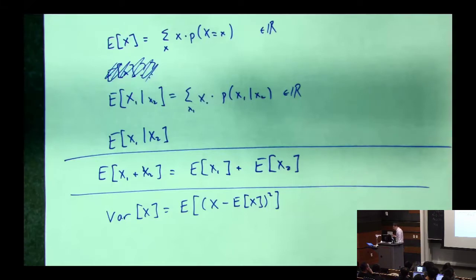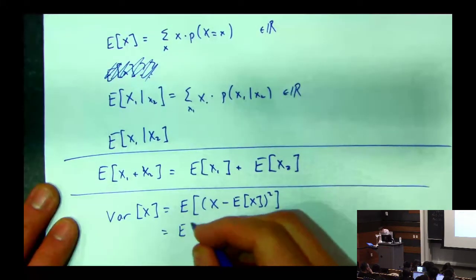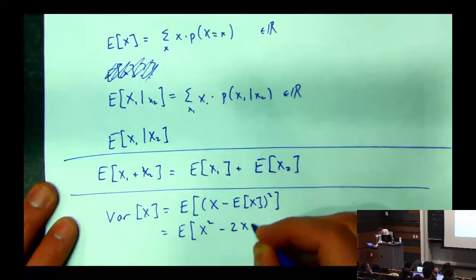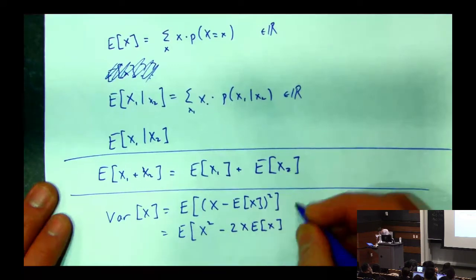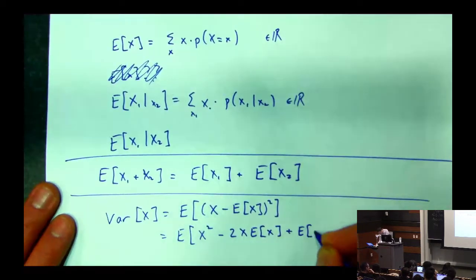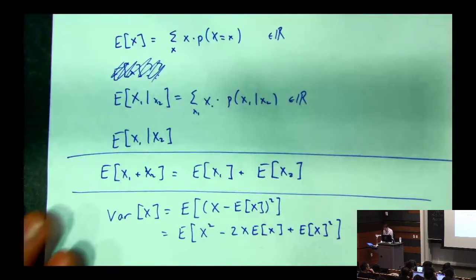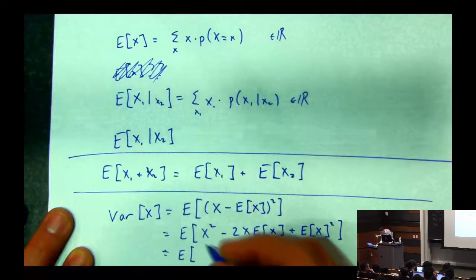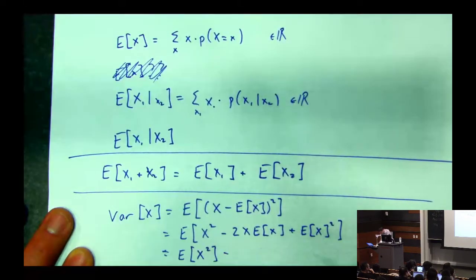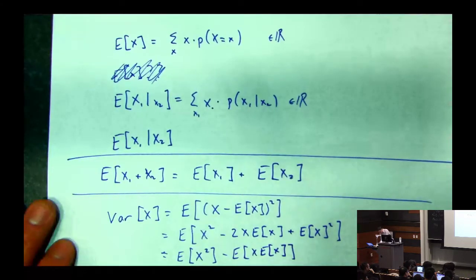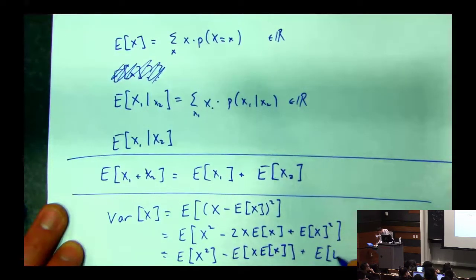And we can simplify this a little bit. We can expand this out. This equals the expectation of x squared minus 2x times the expectation of x, plus the expectation of x squared. And now we use the linearity of expectation there. So this is equal to the expected value of x squared, minus 2 times the value of x times its expected value, plus the expected value of x squared.